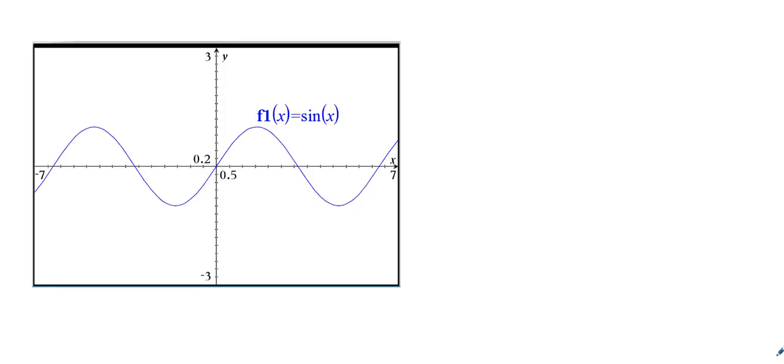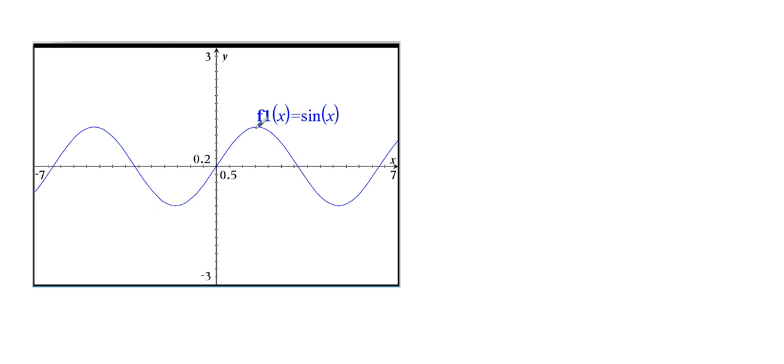So the standard trig function that we consider first is the sine function. The cosine function is similar, so we don't worry about the cosine function. We worry about the sine function. Cosine is derived similarly.